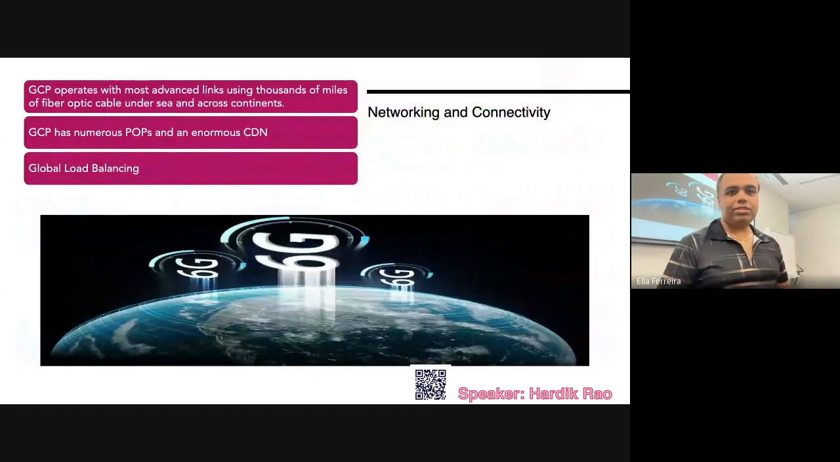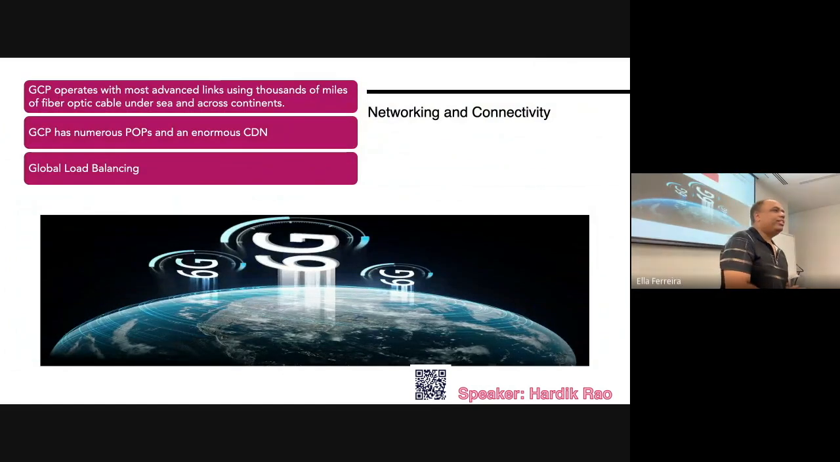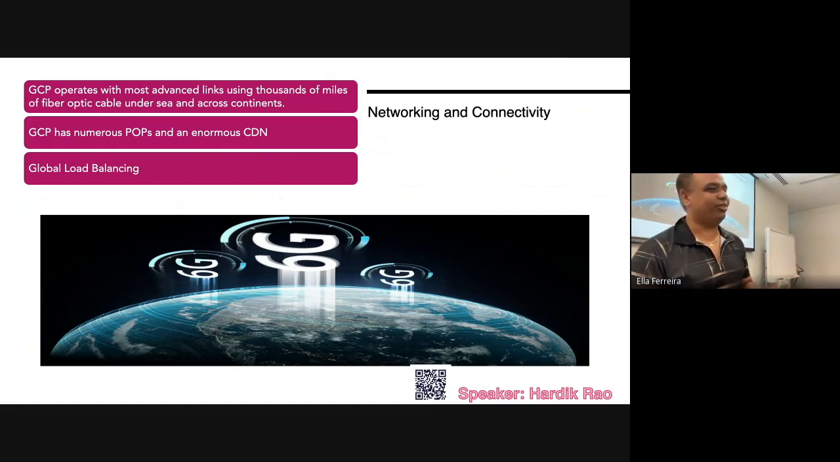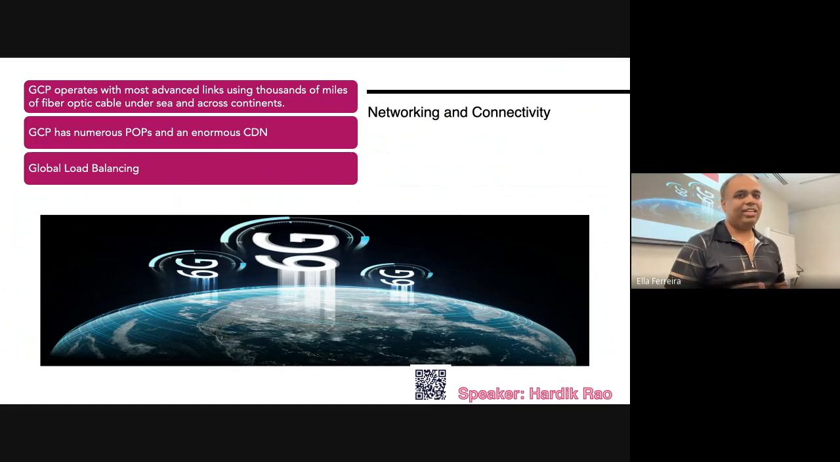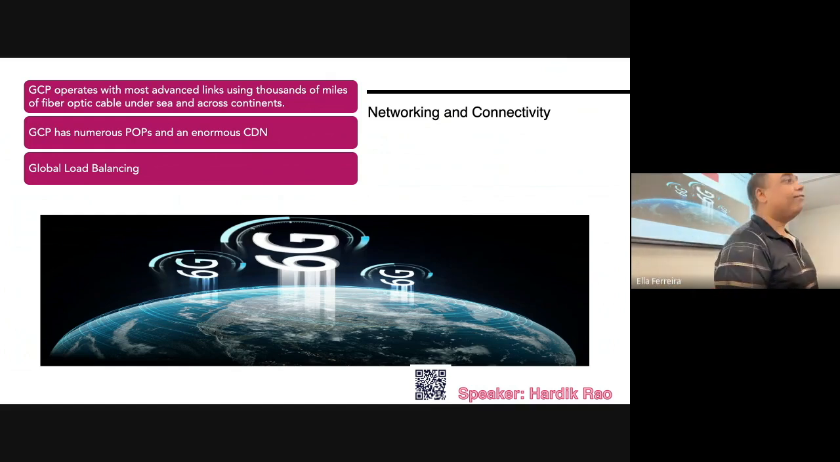Okay. So when we talk about network and connectivity, it's all good to be secure, it's all good to be storing fine. If we don't have good connectivity, then we don't have any chance of providing a good network, right? So when we talk about network and connectivity, it operates with the most advanced links of thousands of miles of fiber optic under the sea. And Google has numerous POPs and an enormous CDN. Okay. Along with that, we have global load balancing as well. Now, all my friends who are using alternative providers from Google, that are Microsoft and Amazon, know much about this global load balancing. So basically what we're saying is, if you're down here, we'll redirect you there, and we'll make sure you're never down again.